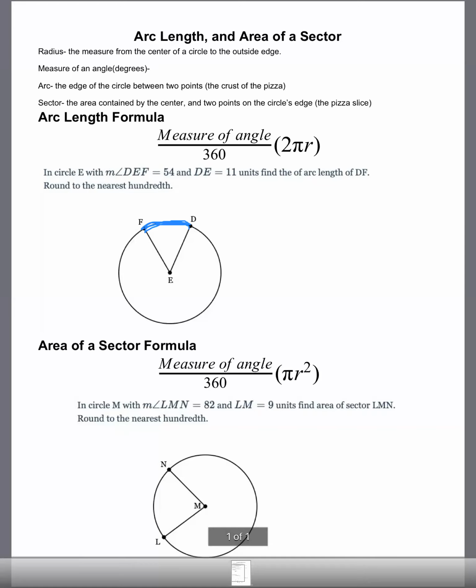Okay, so then the last vocabulary word is the sector. And so that would be this whole piece right here. That's called the sector. And it kind of looks like a pizza slice. But it's the area contained by the center point, which is E, and then the two outside points. So if you connect those dots, then that's your sector. Make sense?